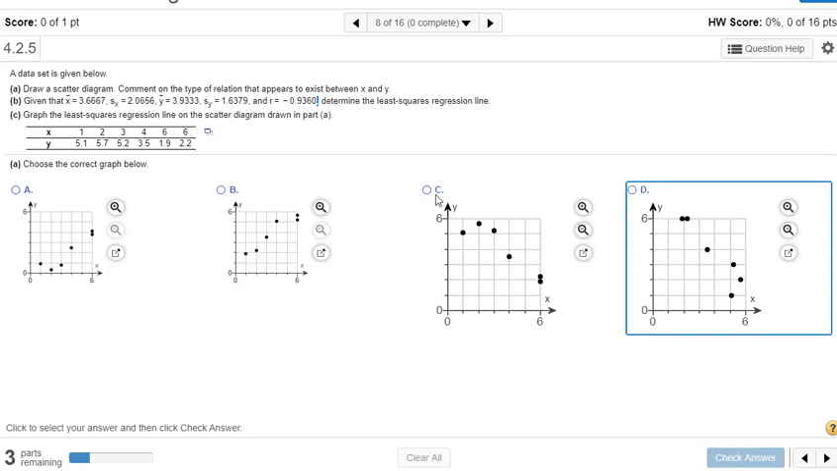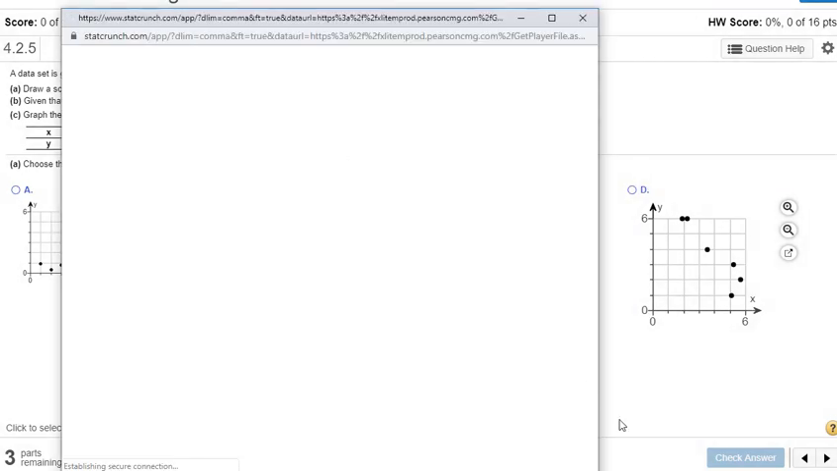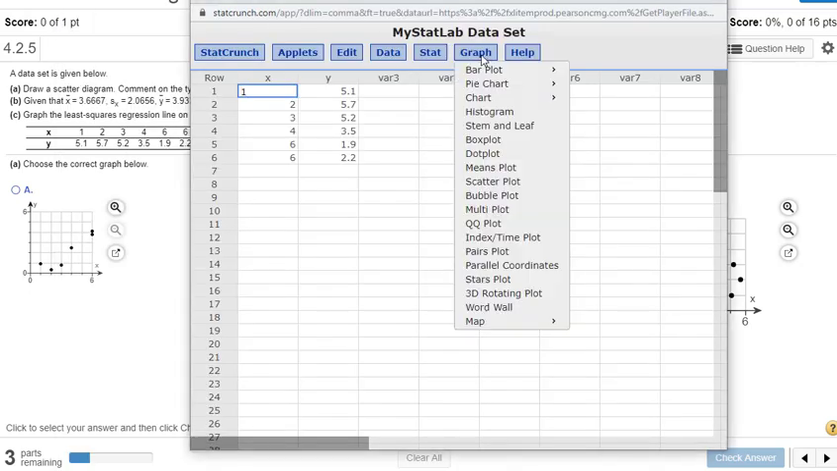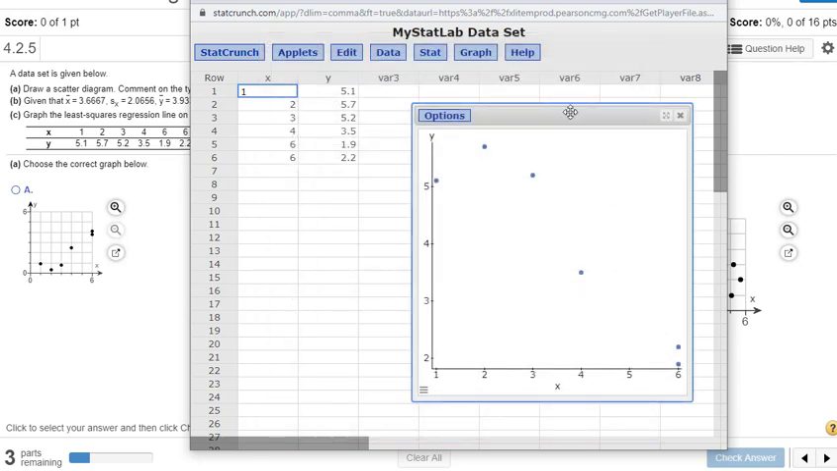I'm going to show you how to do this on StatCrunch, though, and maybe also on the TI. So let's start in StatCrunch first. Open StatCrunch. If I go to Graph and Scatterplot, X is X, of course, and then Y is Y, and just press Compute. And there we go.